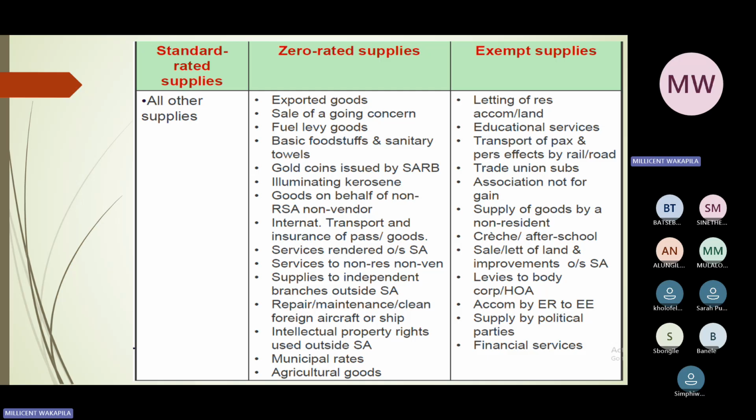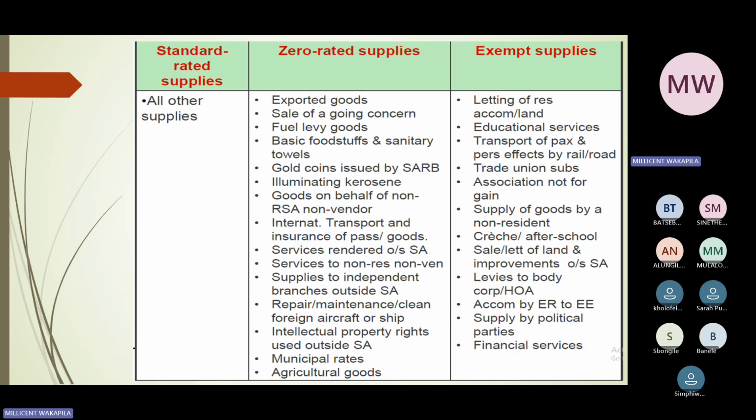Levies to body corporate HOAs doesn't come out a lot. Accommodation by employer to employee comes out sometimes as well. Supply by political parties doesn't come out a lot, but financial services do come out a lot, right? The ones that I've seen a lot are the financial service one and the letting of residential accommodation. The other ones do come, but they're not as much, right?